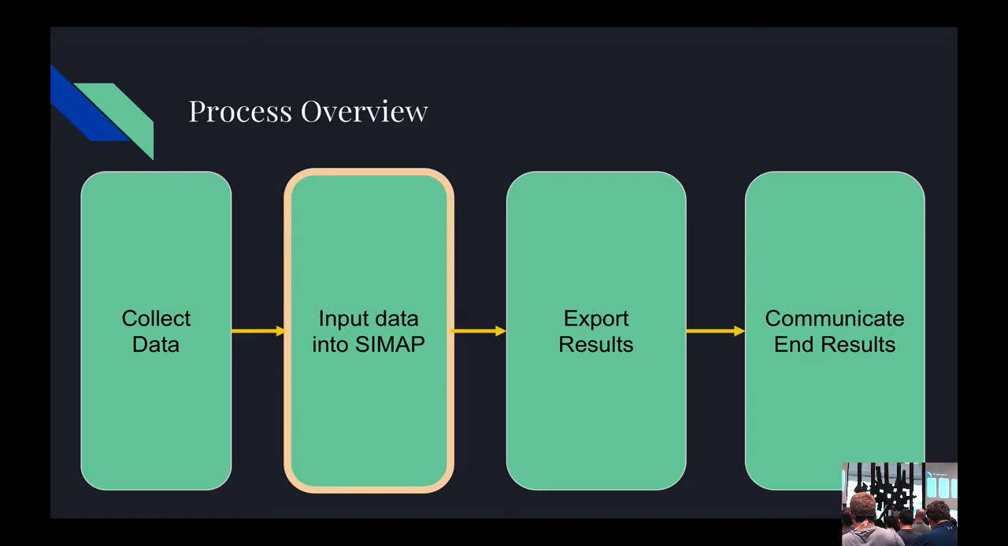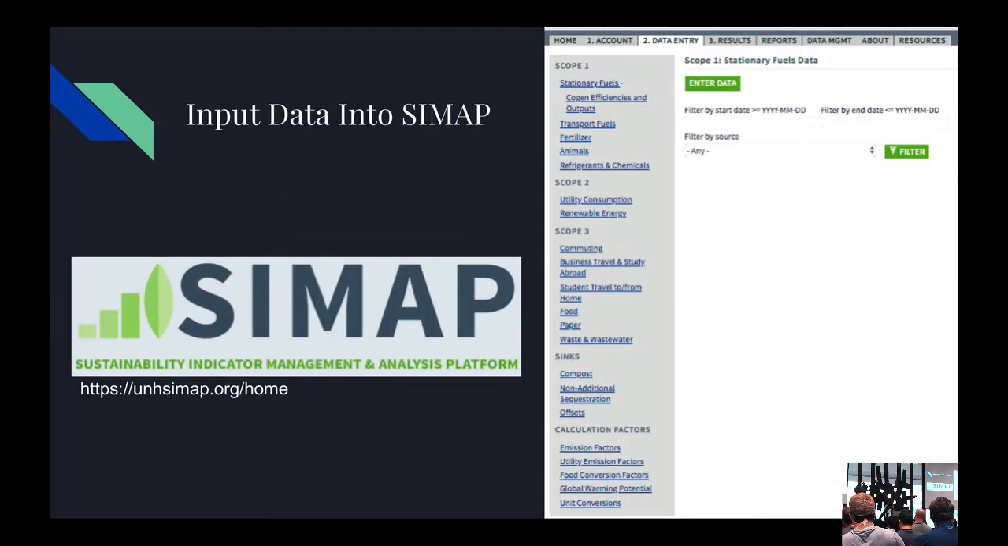The second step is inputting this data into SIMAP. SIMAP is our Sustainability Indicator Management and Analysis Platform. This is an online-based platform where institutions nationally and internationally can upload their information about their university or business and calculate exactly how much greenhouse gases are produced as a result of this consumption. You have various categories such as fertilizer, transportation, fuels, and renewable energy, and you also get into more specifics. You have paper, commuting, and also ways we can mitigate this, such as composting, sequestration, and other offsets.